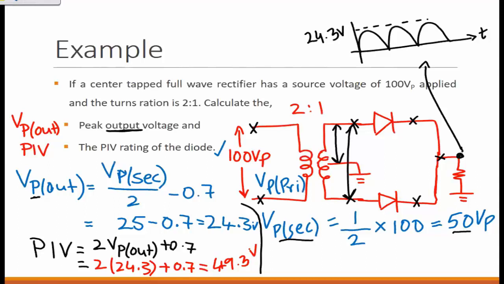Again, that PIV is meant for that given circuit only. For example, if you raise the input voltage to 120 volts or 240 volts, then your PIV will effectively increase, and you would choose a different type of diode. So it's for the given circuit. Any questions on this example?